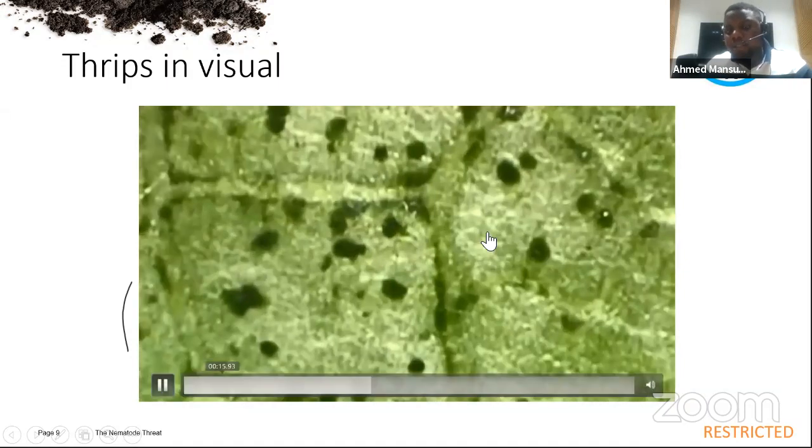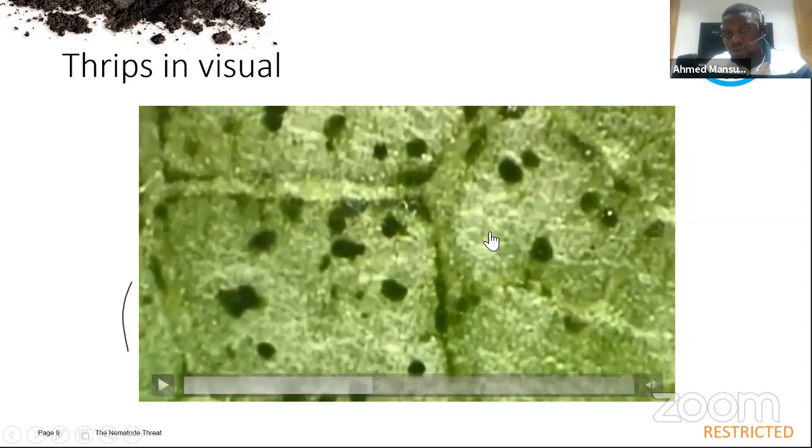The white part is basically where they fed on. There is no nutrient anymore. The dark spot is not your leaf, it's their feces all over. So there is nothing for the plant left. The plant is left with nothing. Eventually it will wither and die over time.